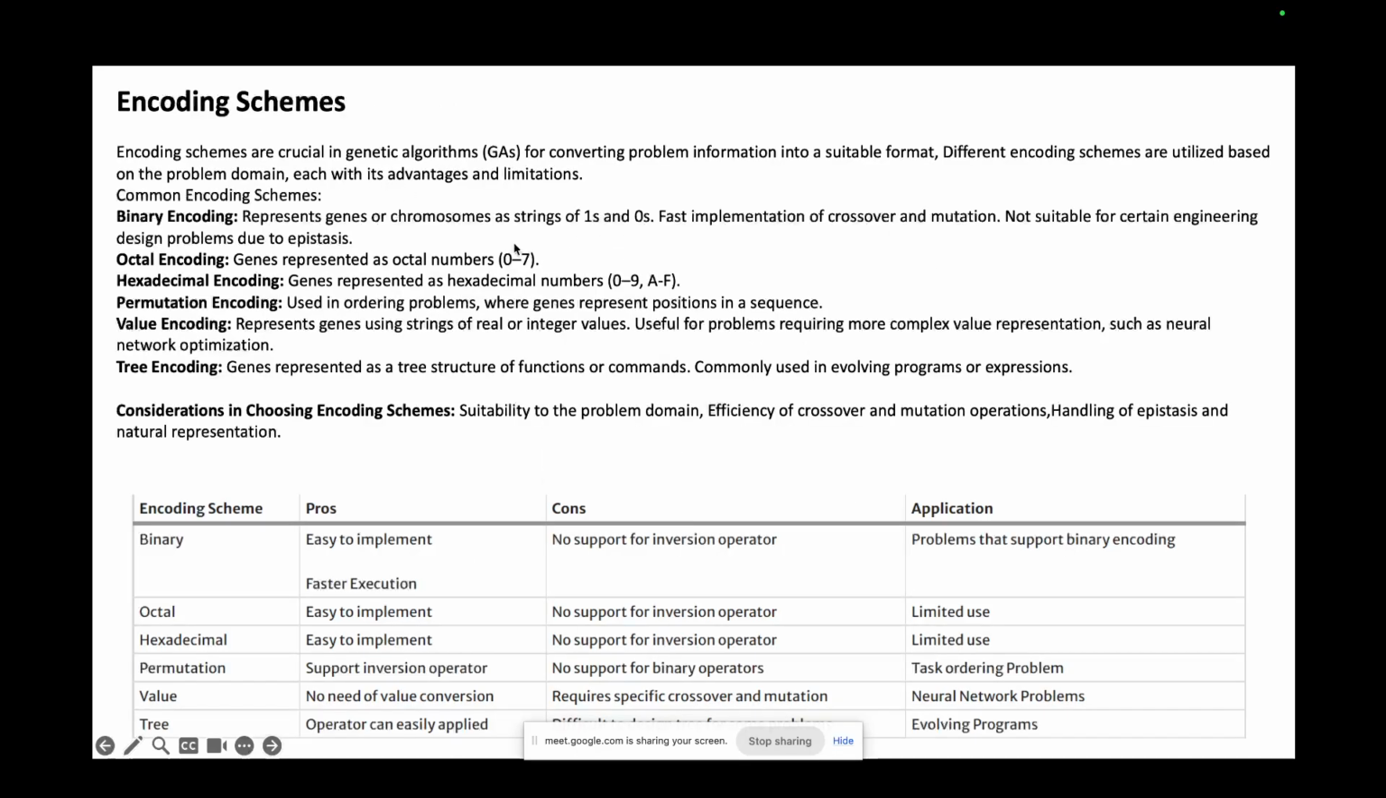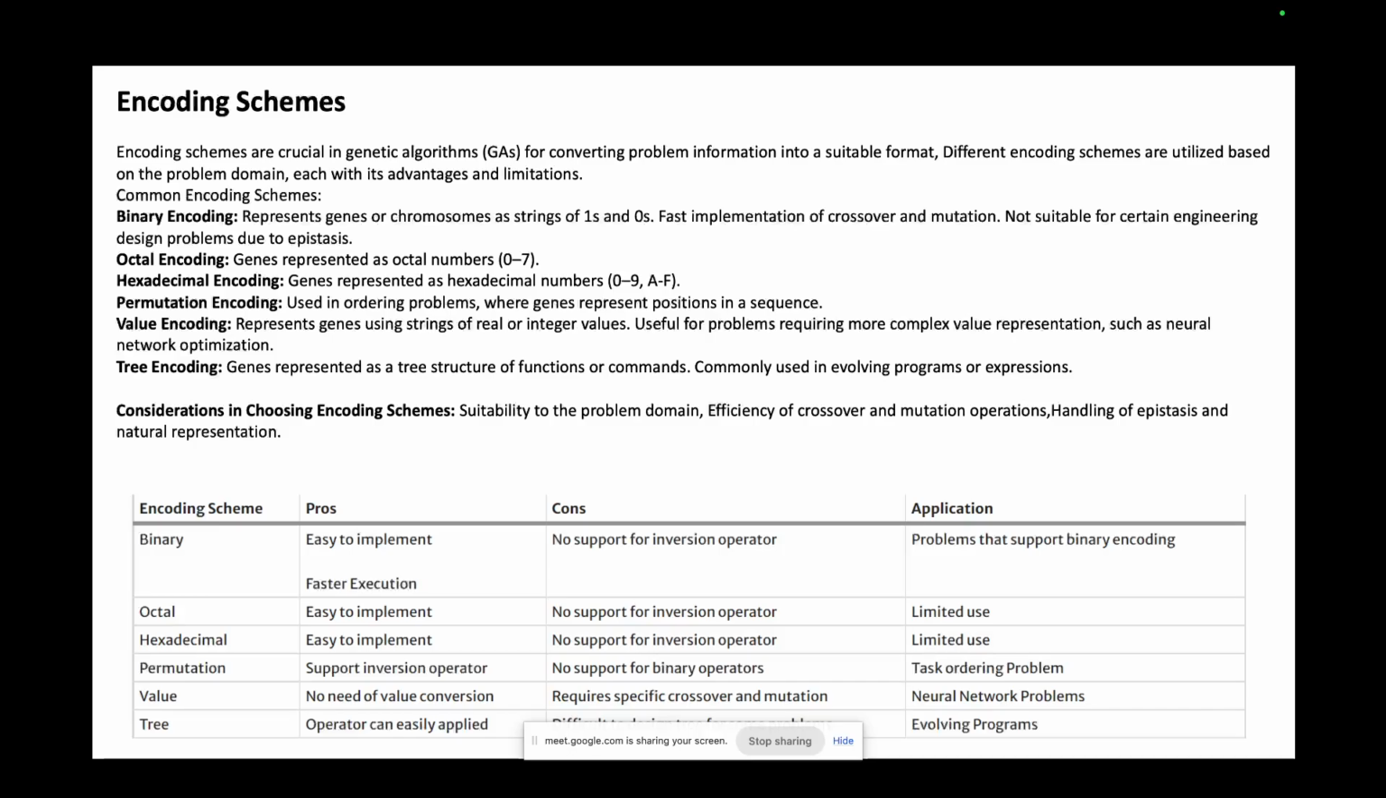So the purpose of this encoding is to convert the problem information into a suitable format, and these different encoding schemes are utilized based on the problem domain, each with its advantages and limitations. So as I was saying, depending on what you have, if you have differential equations, most probably you'll go for a value encoding. But if you have a binary kind of a thing, in a logical or a boolean model, then a string of zeros and ones, a binary encoding should work fine.